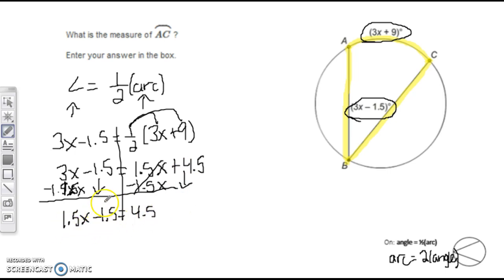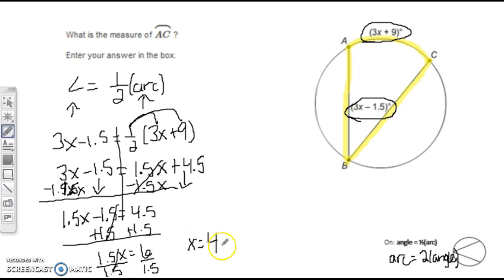I'm trying to solve for x, so now I need to get rid of this 1.5. It's subtracting. The opposite would be to add it. And then I still need to get the x by itself. Right now I have 1.5 times x. The opposite of multiplying is dividing. And 6 divided by 1.5, let's see, is 4. So x equals 4.